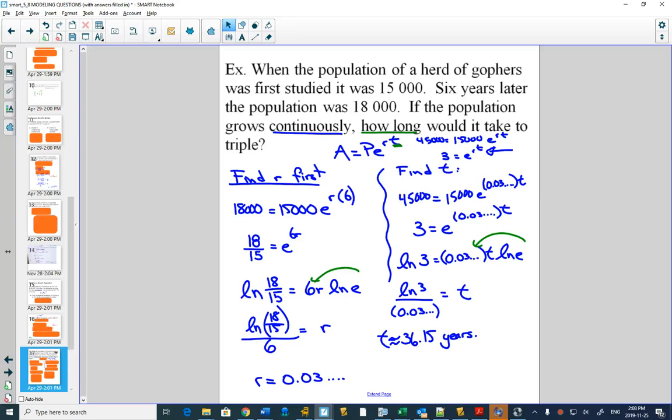Now, there's one tiny little mistake in this question, in the actual wording of the question itself. Anybody see the tiny little mistake? Anybody want to guess? A group of gophers isn't called a herd. That's right. I did that on purpose. Do you know what a group of gophers is called?